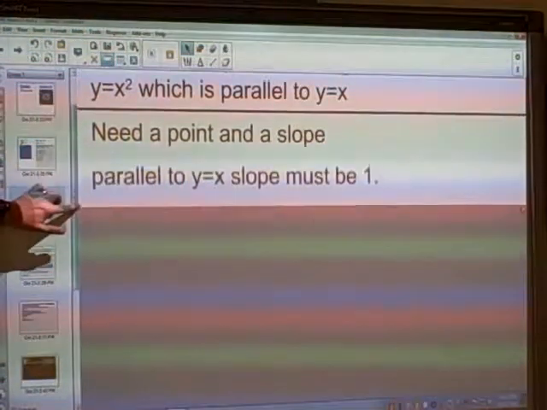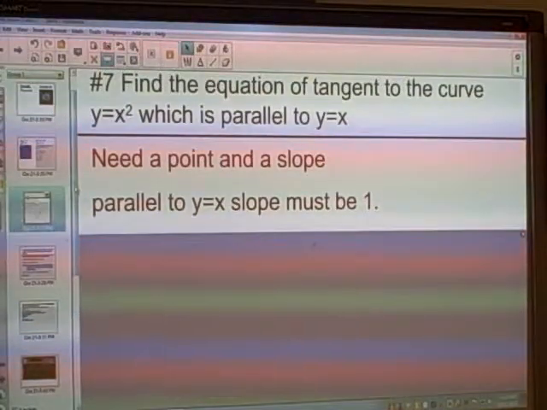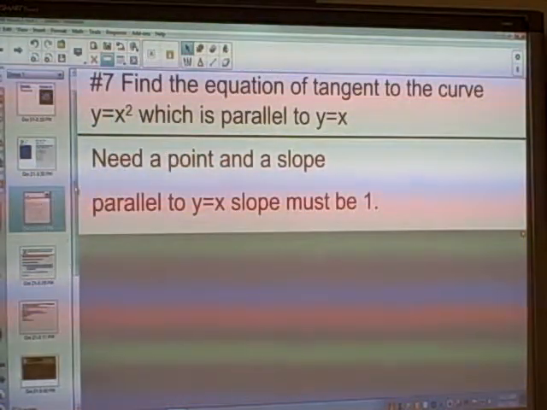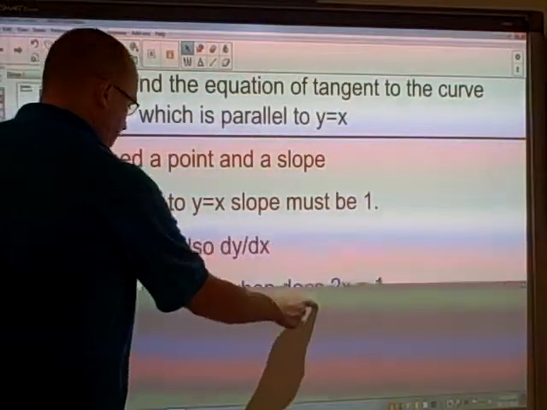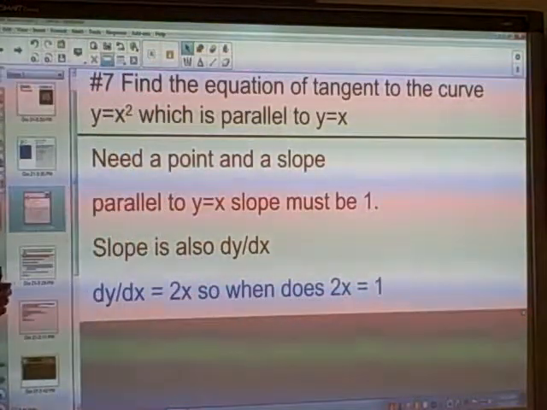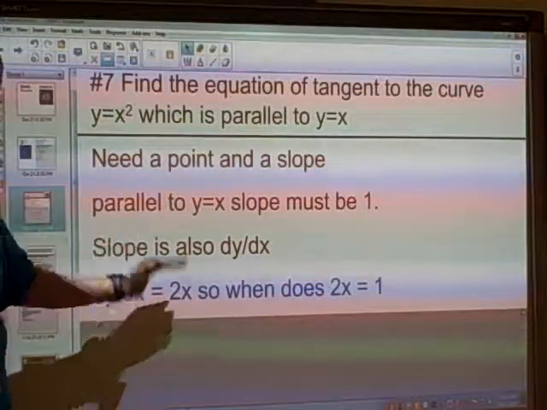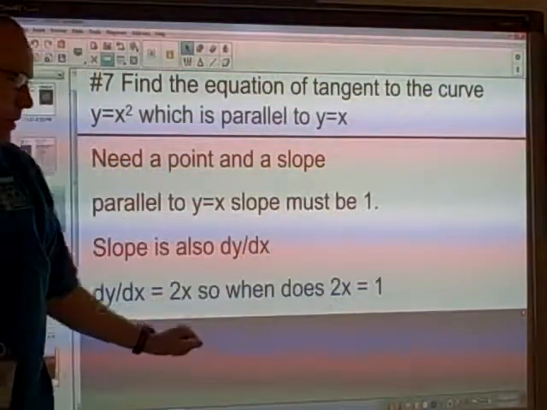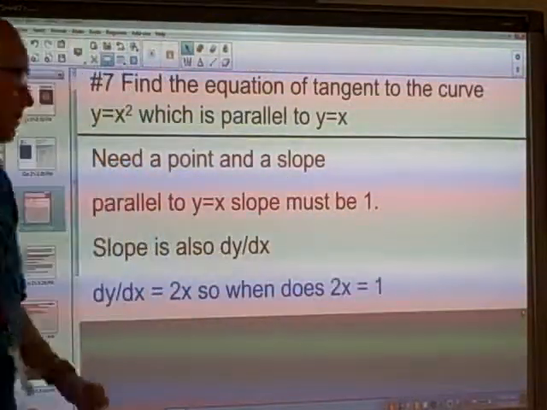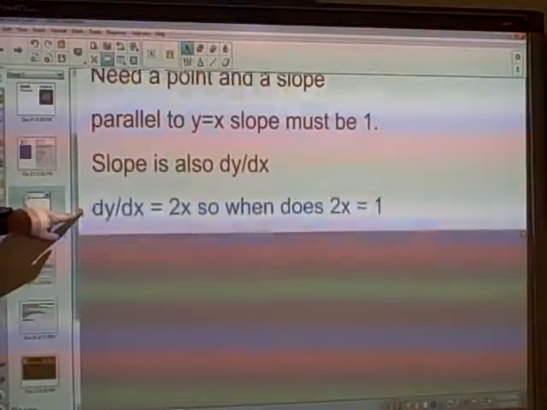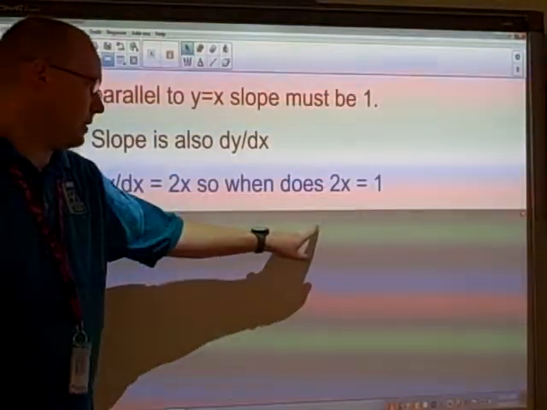So that's a summary of the information that we need. We need a point and a slope, and it must be parallel to y equals x, so the slope must be 1. Now we also said we can differentiate, so if we differentiate we get 2x, and then we need that slope to be 1. So in other words, 2x equals 1. Now if we go ahead and solve that equation, then what we find is x equals 1/2.